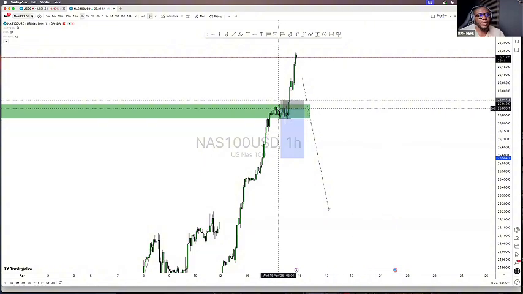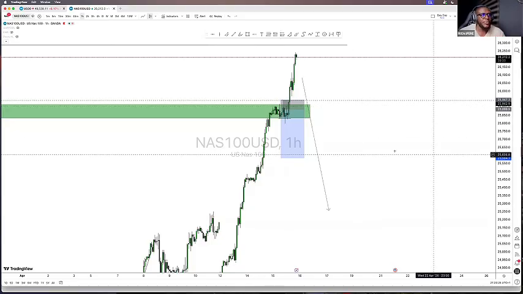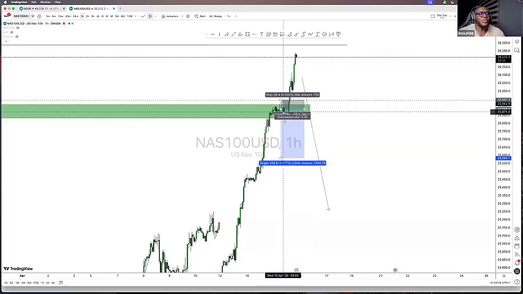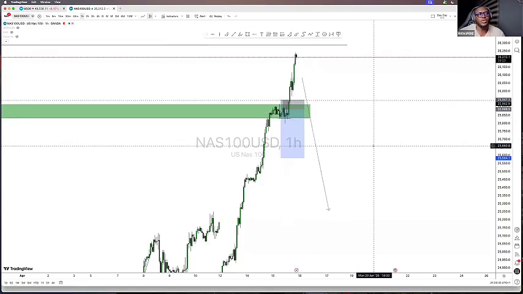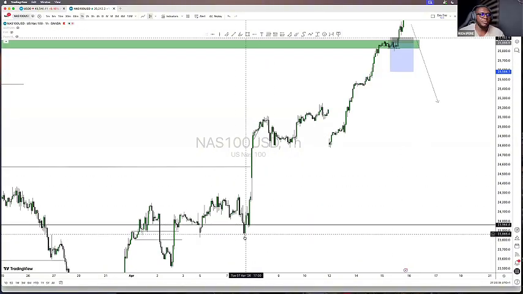When price was here, I could have really waited to get a momentum shift. Momentum shift is one of the things we're going to discuss tonight about how to make entries. I would have waited for a momentum shift, but I took this trade here because, one, the market was clearly in an overbought situation.